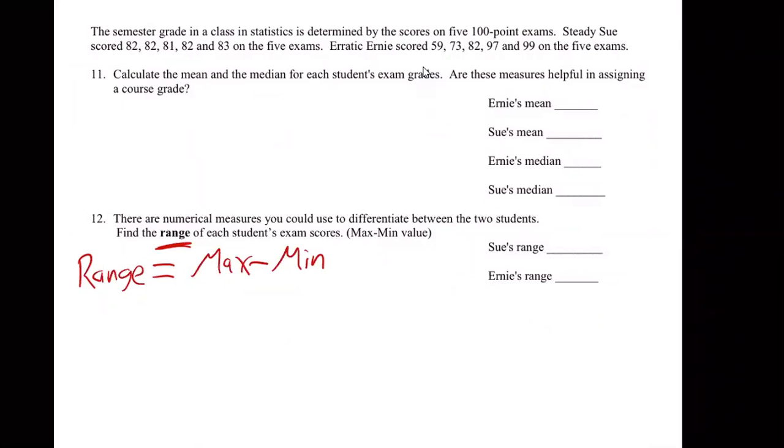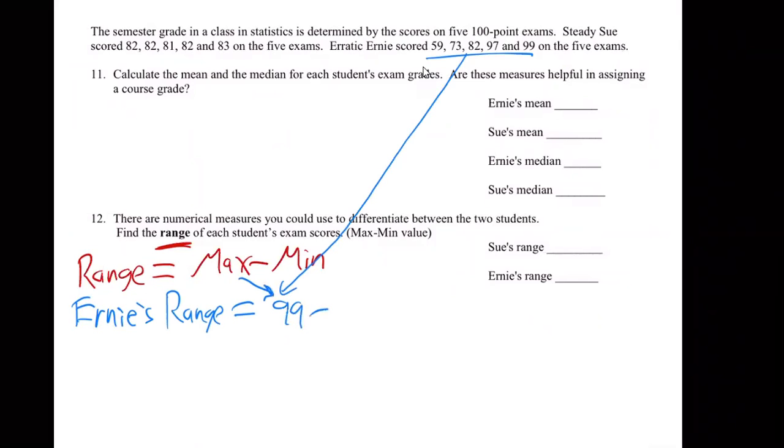That's right. So let's go back then and let's start with Mr. Ernie. What's Ernie's range? Here's Ernie's test scores up there. So what's Ernie's max? 99. What's Ernie's min? 59. He really had a high and a low, didn't he? F and an A. 40. If you subtract that, you get 40. So Ernie's range is 40. And now we'll do Sue's.